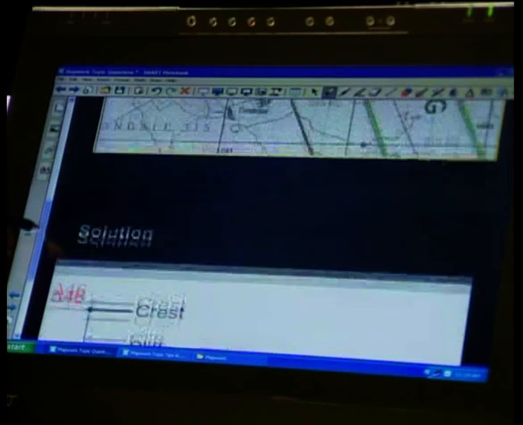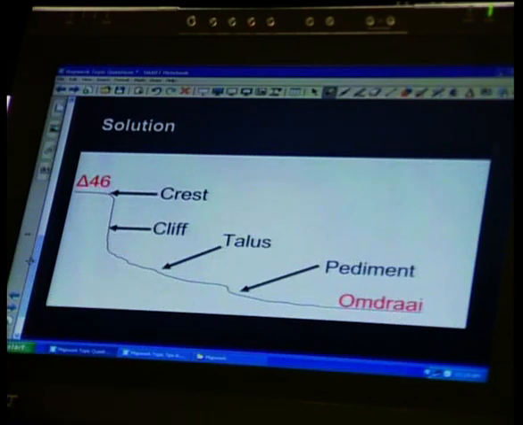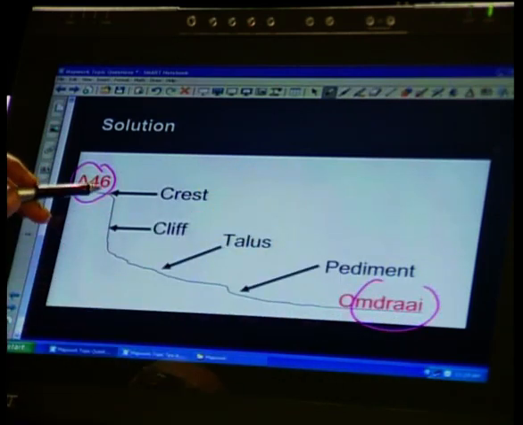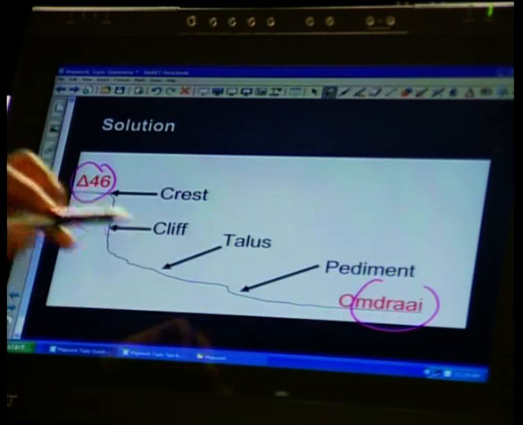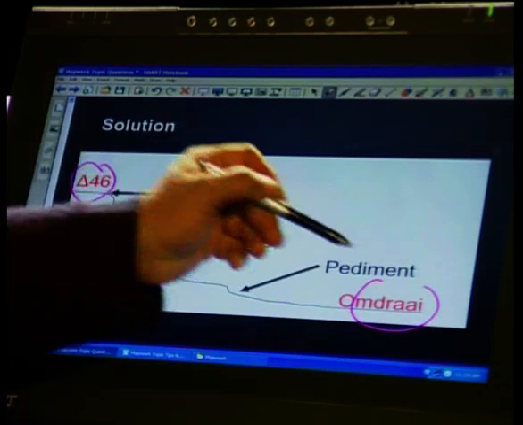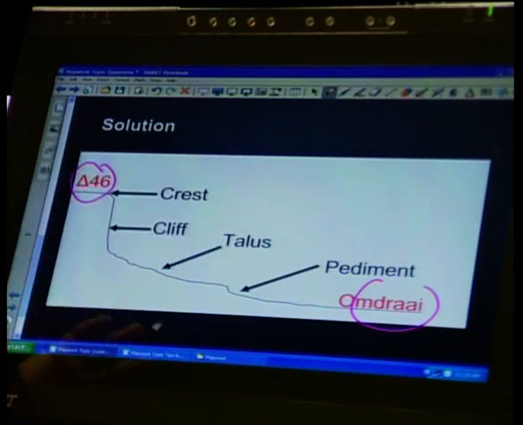And if I had to draw a cross section like this, there it is. Can you see it? There's my two points, and there's my crest, my cliff, my talus, my pediment. Okay? Coming from the top, and I can even ask you to label it. All right, crest, cliff, talus, pediment. Okay, so that's fluvial processes and landforms involved in our map work.